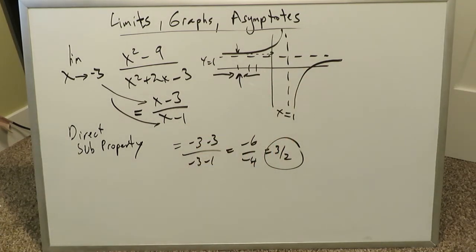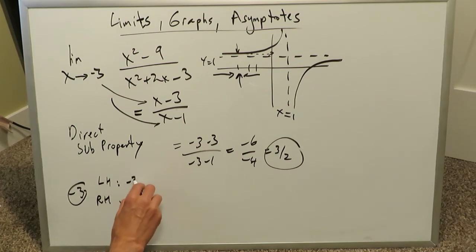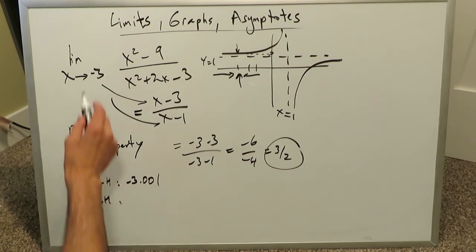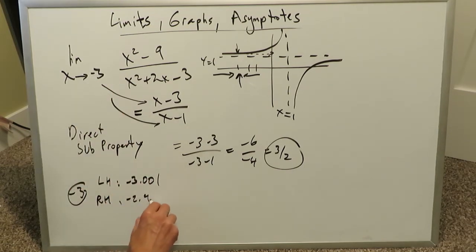Is there another way you can do the same question? Yeah, there is. You can do approximation of values. You can look at left hand values and you can look at right hand values with regards to minus 3. A good left hand value would be minus 3.001. A good right hand value to minus 3 would be minus 2.999.